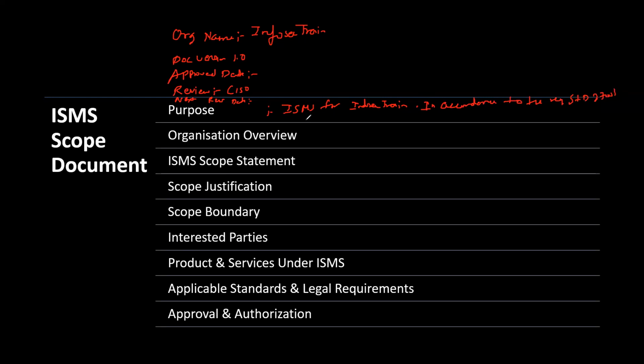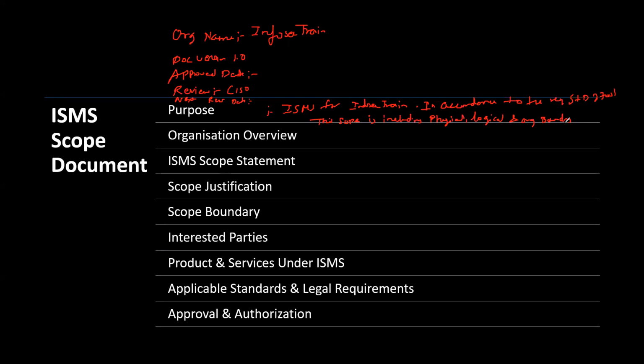Okay. This scope includes all the physical areas, because we are considering each and everything. We are not omitting any department. We are planning for certification of the whole organization. So this scope includes physical, logical, and organization boundaries, where the ISMS has been implemented and maintained. So this is the purpose of this document.